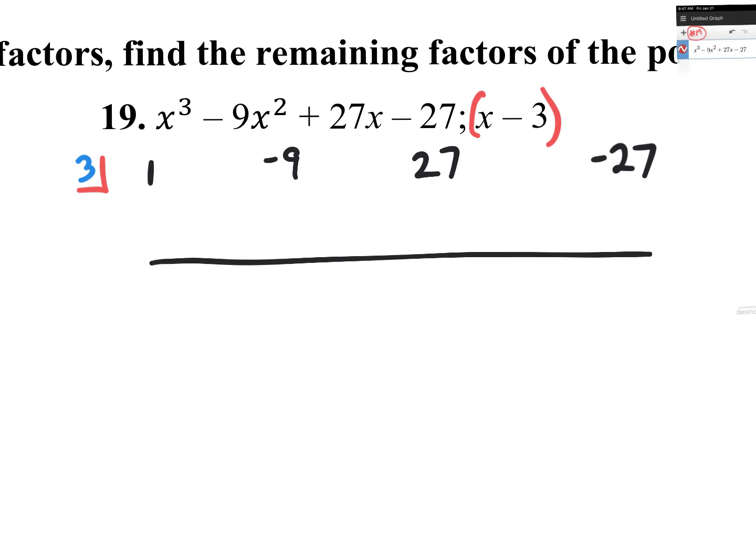So as I go down, I combine. 1 plus nothing is 1. As I go up, I multiply. 3 times 1 is 3. As I go down, I combine. Negative 9 plus 3 is negative 6. As I go up, I multiply.